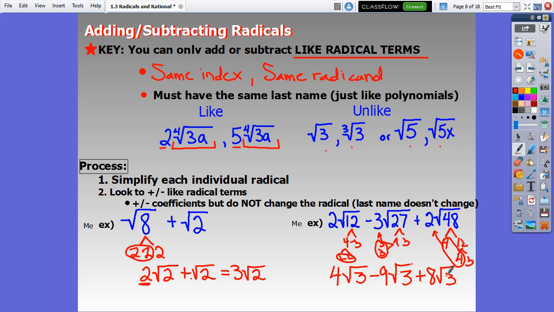If for some reason, let's say the last one was 13, you could only subtract the first 2 and then leave it as something like -5 square roots of 3 plus 8 square roots of 13. So that's as far as you can go. But in this case, all of them are the same.